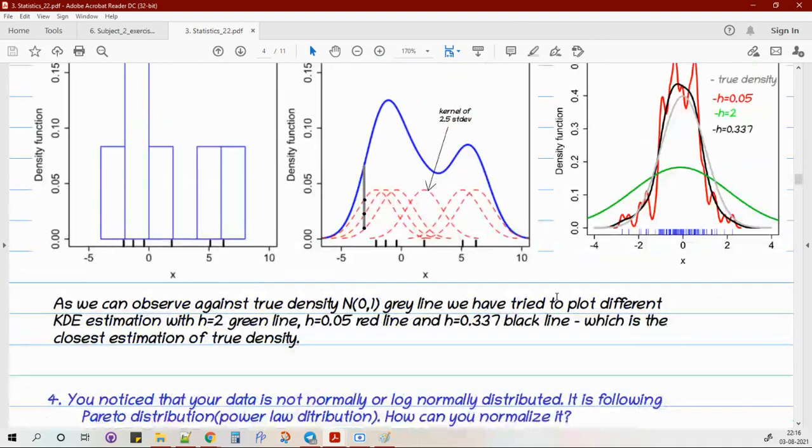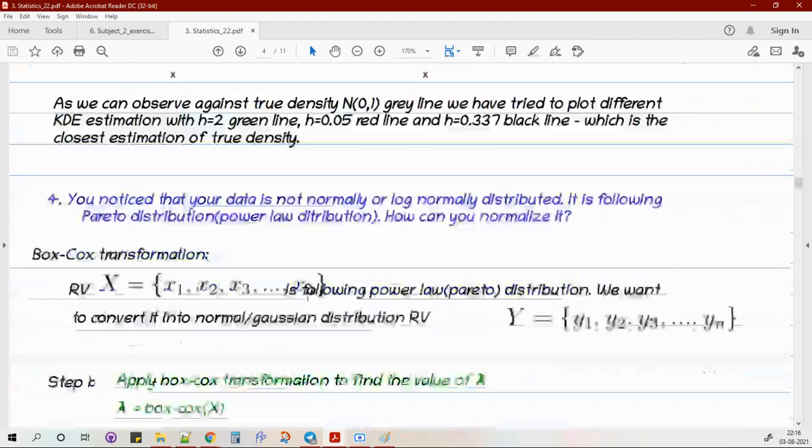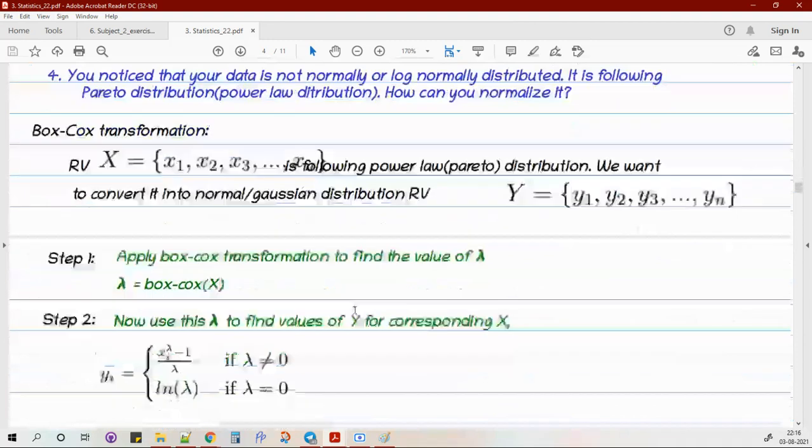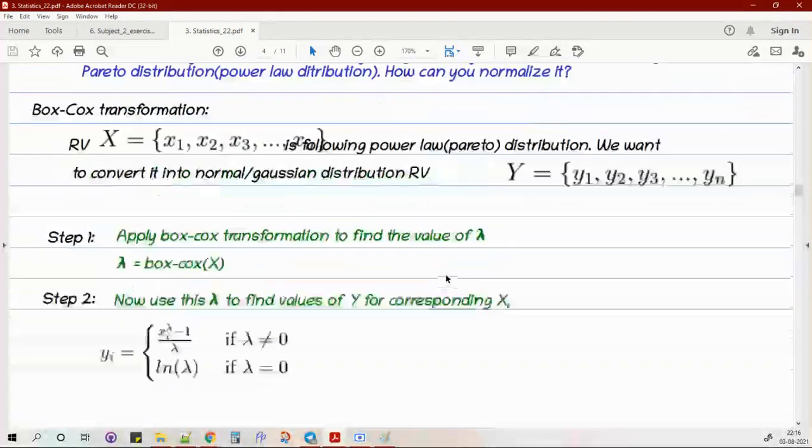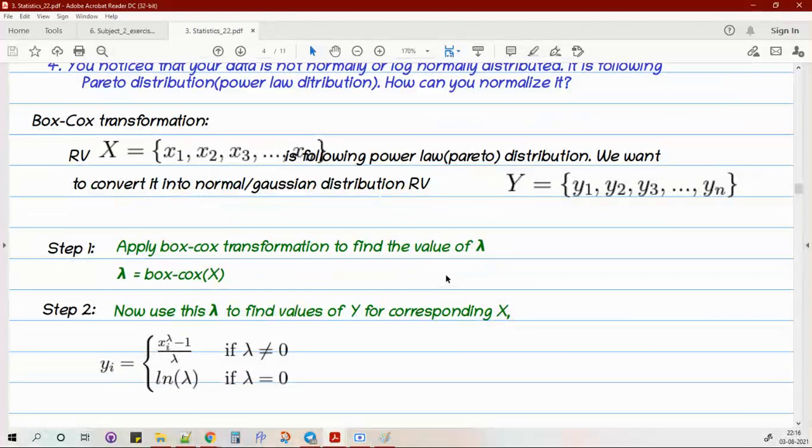Okay, now last thing, and you can follow this story: you need to notice whether your data is normally distributed or not. Right now we know what kind of distribution your data is following. Let's take for example Pareto or power law distribution. How can you normalize it, right? Yesterday we saw this. There is a problem here also. Here it should be xi. The formula is faulty here.